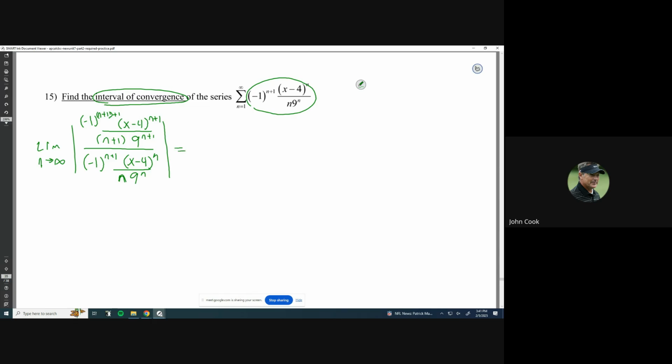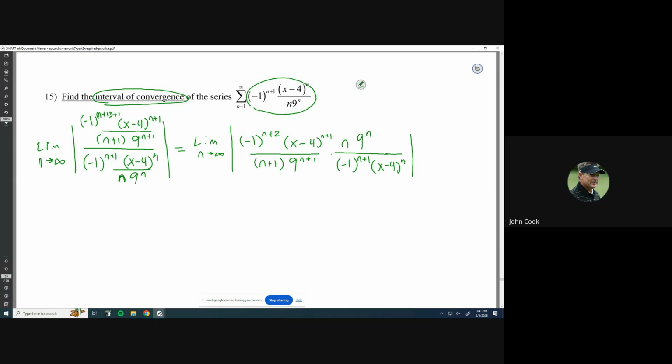If I am dividing by a fraction, it's the same as multiplying by the reciprocal. So this turns into -1 to the n plus, let's simplify this a little bit, n plus 1 plus 1 is going to be n plus 2, and then x minus 4 to the n plus 1 over n plus 1 times 9 to the n plus 1. And then times the reciprocal of the denominator. So I'd have an n in the top, 9 to the n in the top, and then the bottom would be that other stuff, -1 to the n plus 1 and x minus 4 to the power of n. Okay, and then from here we just simplify.